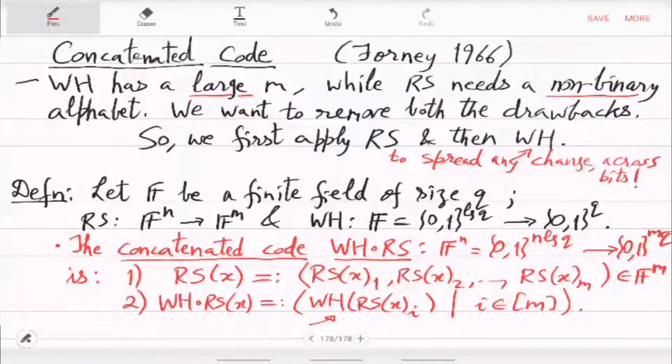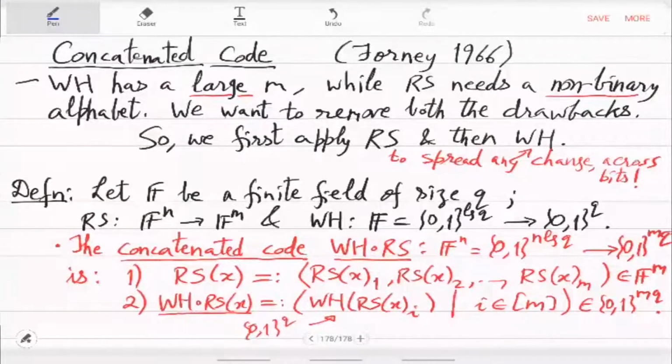So, you will get each symbol mapped to 0 1 to the q, and this whole thing is then in 0 1 to the mq. Okay, so this is the definition. This is how Walsh-Hadamard Reed-Solomon concatenated code acts.